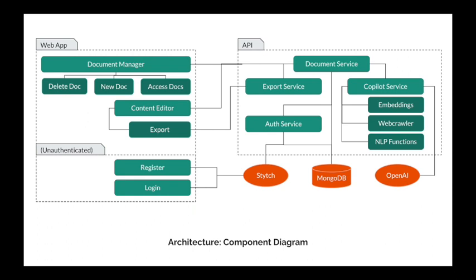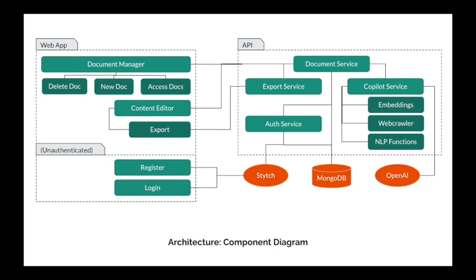Here we see the component diagram for Document Copilot. Looking at this, we can see that the main components of the system are highlighted in a lighter green, and the subcomponents are highlighted in a darker green. In addition to this, the orange-colored items are the external services linked to our system that support its functionality and store its data. The web app and the API are connected through the content editor on the web app side and the document service on the API side. They are also connected through the export function on the web app side and the export service on the API side. The auth service and the unauthenticated user are linked to Stitch for all authentication and verification operations.